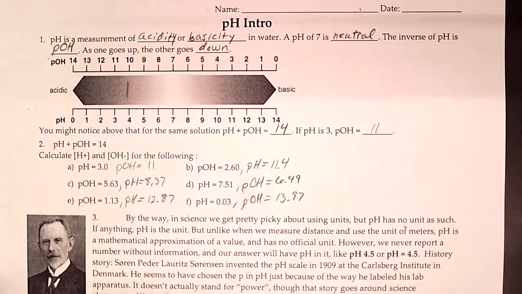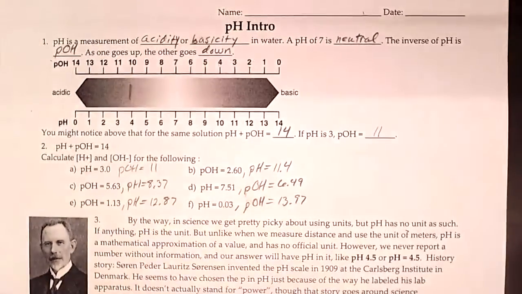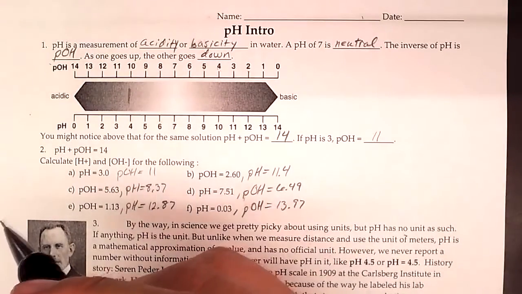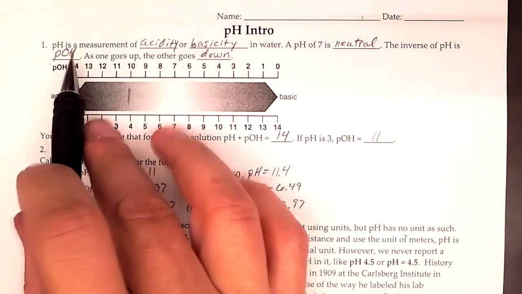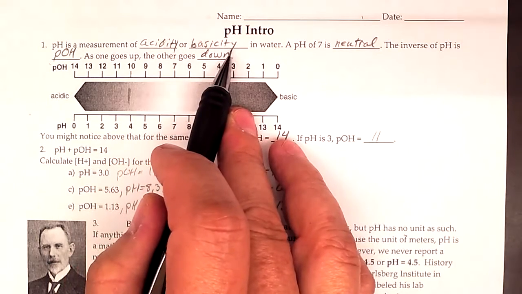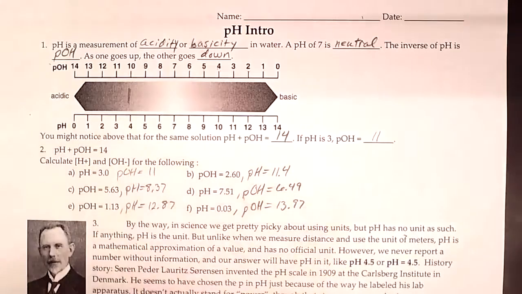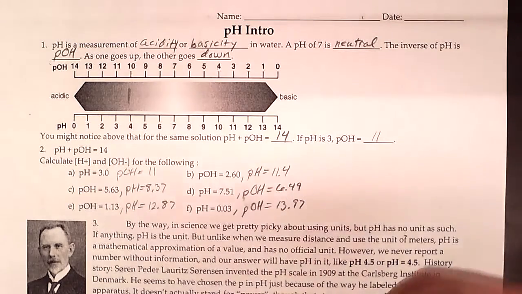Here's the pH intro. So we have seen the simulation, we've seen videos, so hopefully some of this will sound familiar. pH is a measurement of acidity or basicity. I think that's a word. We'll pretend it is anyway. The acid nature or basic nature of water, and basic is the opposite of acid. We'll get into that a little bit more in a moment.